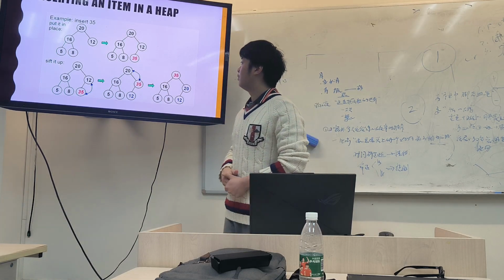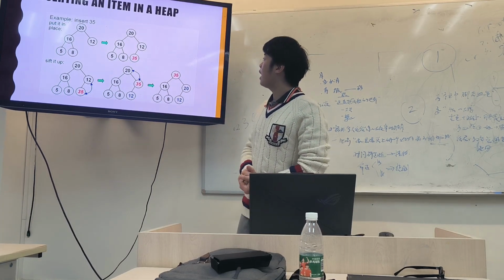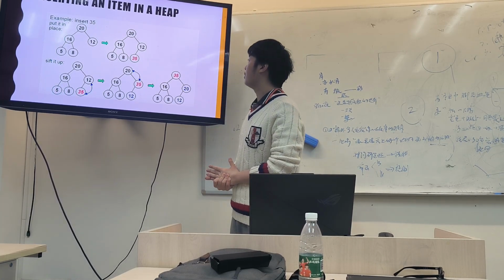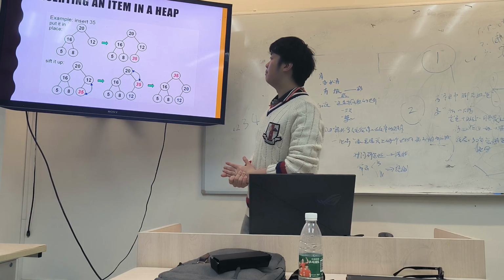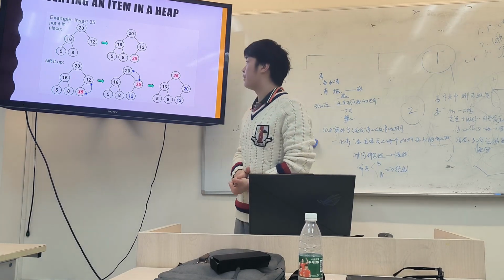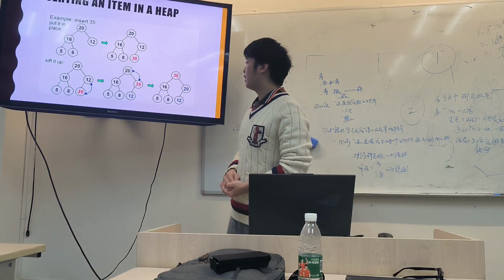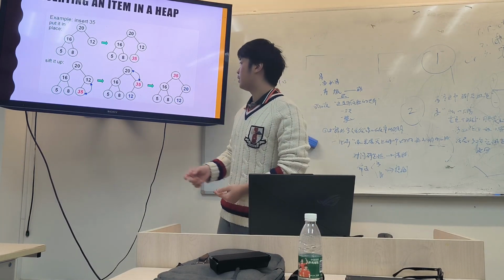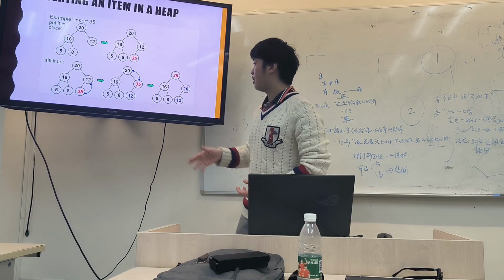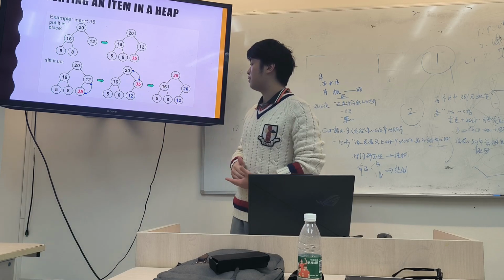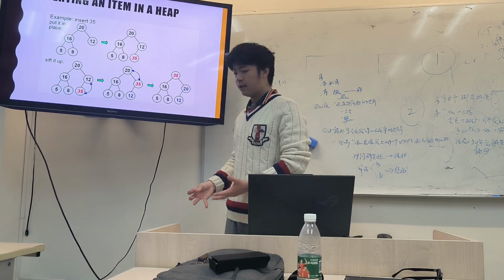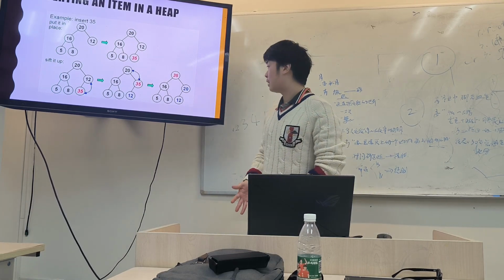For example, if we don't have a 35 here, and we want to insert a node with key value 18, then after shifting it up once, you have 18 here and you have 12 here. Then you find that 18 is less than 20, so you just pause and you already get a complete max heap.